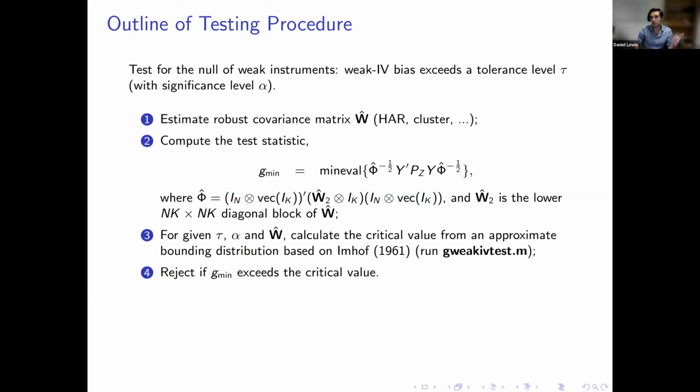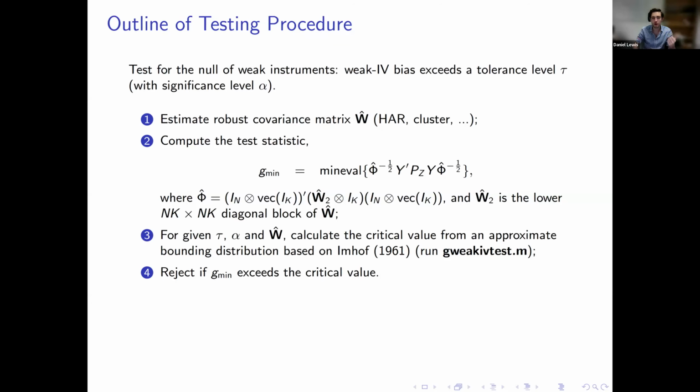The testing procedure will require the econometrician to estimate a robust covariance matrix, which we're going to note here as W hat. This is heteroscedasticity and autocorrelation robust, or cluster robust. We're not going to discuss this any further. We're going to assume you know how to consistently estimate this W matrix for your application of interest.